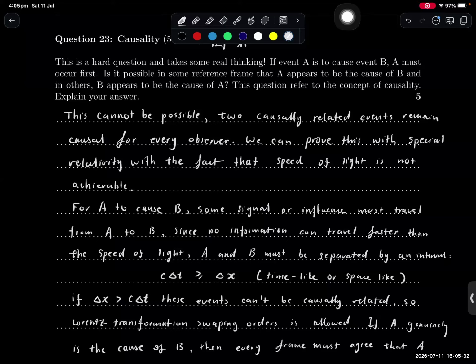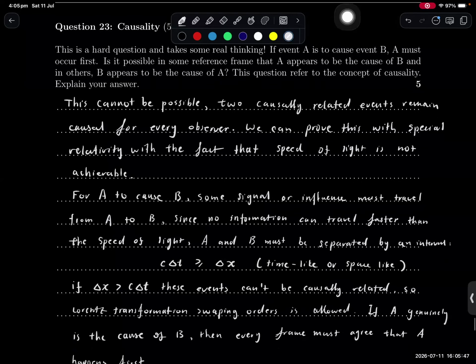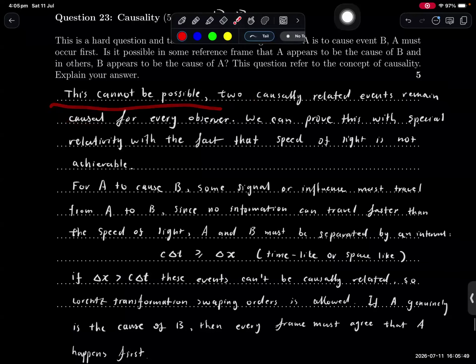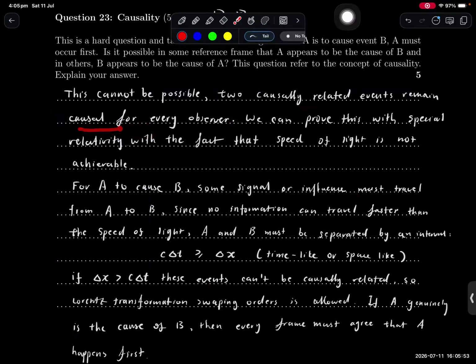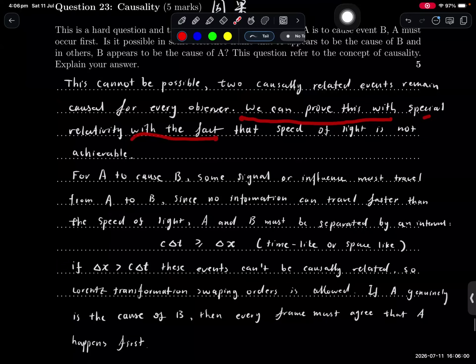Okay, we cannot accept that the relative asymmetry works for electric and magnetic fields because they're unified, but the deeper meaning is that you can't violate causality. This cannot be possible. Two causally related events remain causal for every other observer. We can prove this with special relativity using the fact that the speed of light is not achievable.